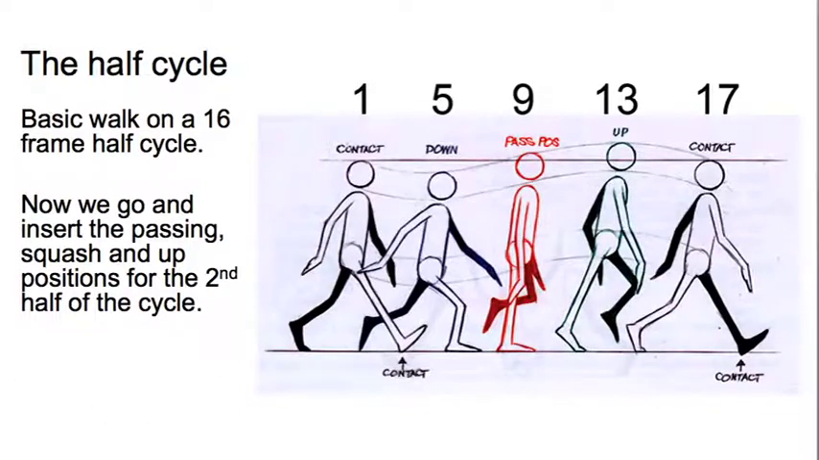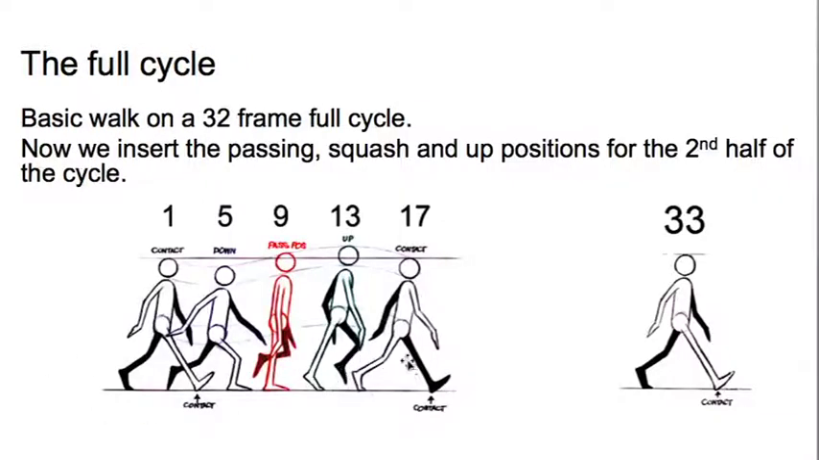Then the next thing I would do is, obviously we started off by doing frame 1, 17 and 33, and we put in these positions here, and then we should go and put them in for the rest as well. So start with the passing position, that'll be at frame 25, then the squash at frame 21, and then the up position at frame 29, and then you'll have the whole cycle.